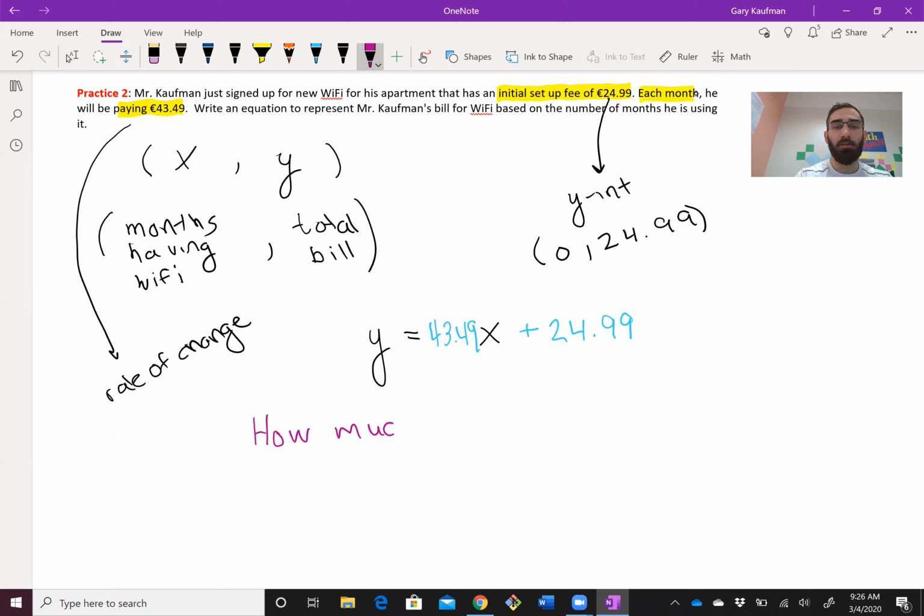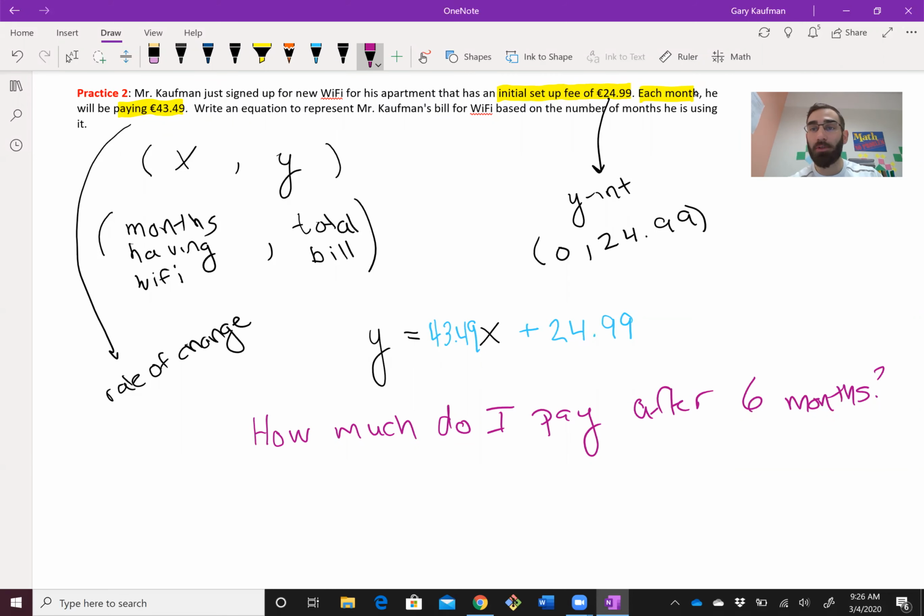How much do I pay after 6 months? So think about how you would go about solving this question. Well, 6 months, again, look at our ordered pair, months, that's my x. So if I was to solve this, I would say y equals 43.49 times 6 plus 24.99. I would then have to do the math, and with that, I need my calculator.